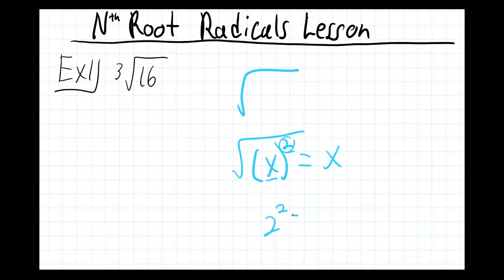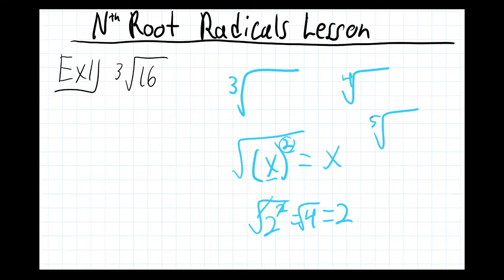Just like how 2 squared is equal to 4. So the square root of 2 squared is going to be 2, and the square root of 4 is 2. So that is what we've gone over so far. Now we're going to learn, what about if it's to the cube root, or the fourth root, or the fifth root? So let's take a look at this now.